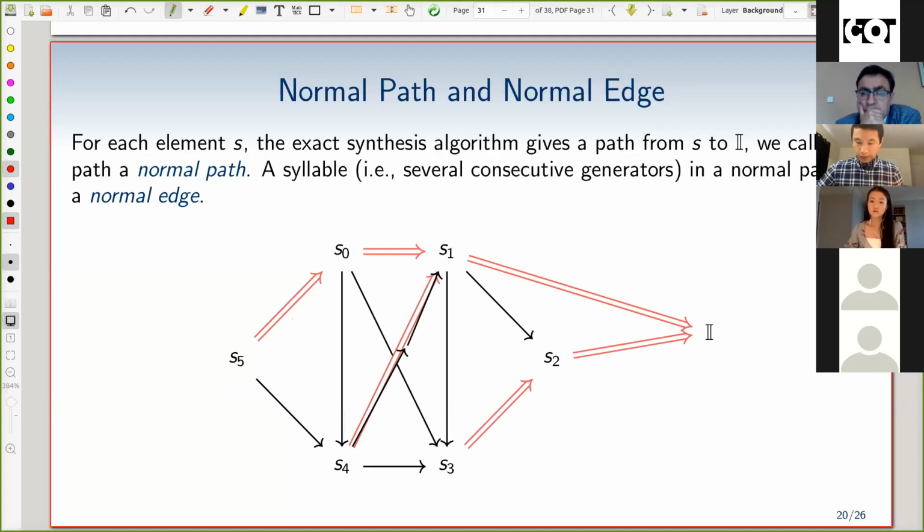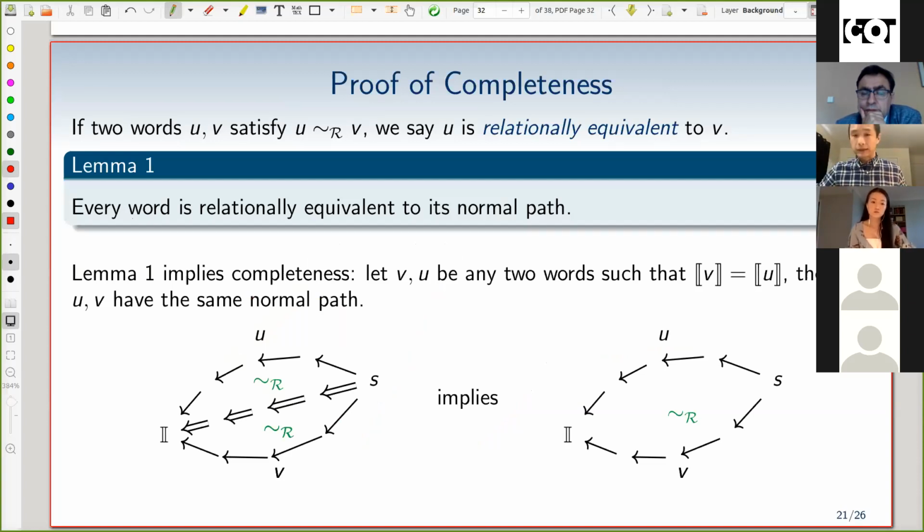Another thing in the algorithm: we output a syllable at each loop. A syllable is maybe 2 or 3 edges combined together, because each syllable reduces the denominator exponent or something. We call that a normal edge. So now we have a Cayley graph with normal paths and normal edges. That's enough for us to work with using this terminology. And the hard part is the completeness proof.